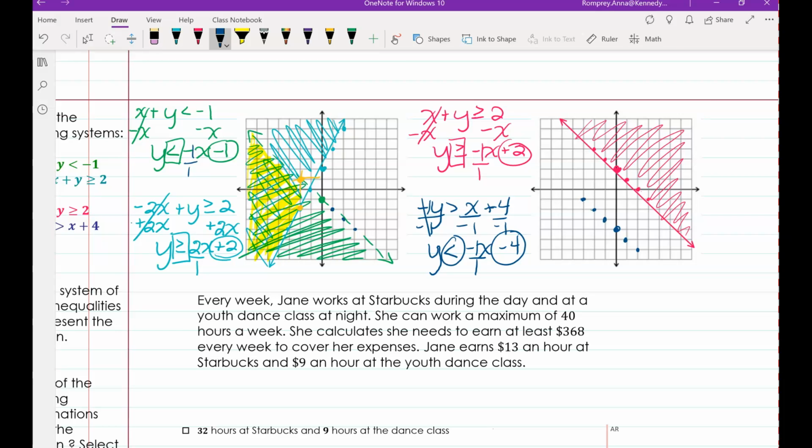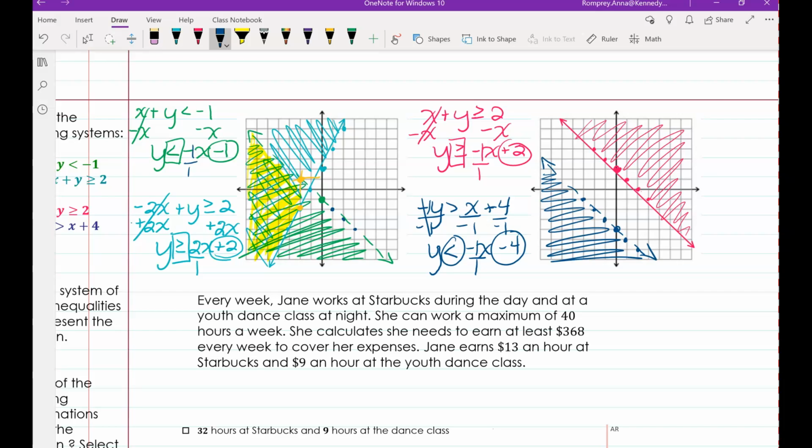And this is just less than, so we need an open or a dashed line. And we are shading everything less than, so everything under our line. Cool? Wait a minute. Not cool.